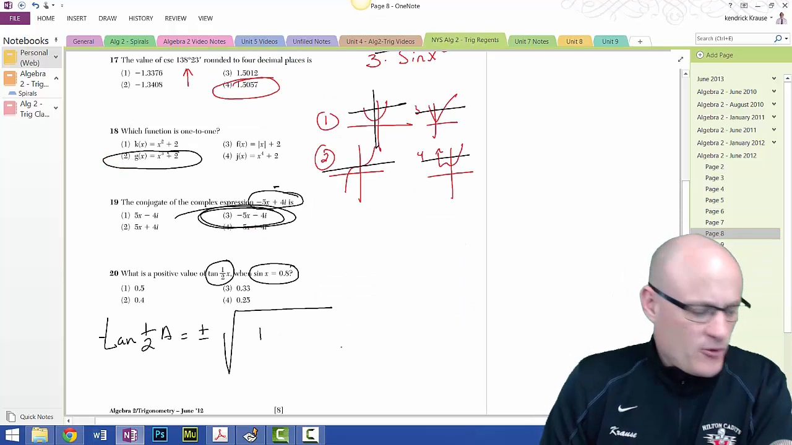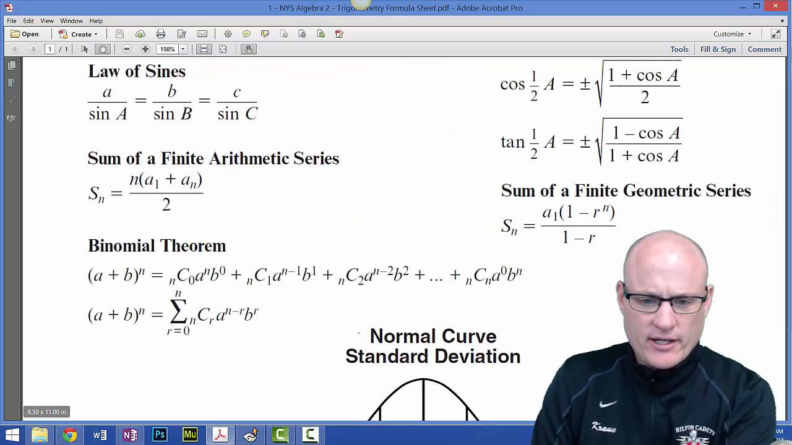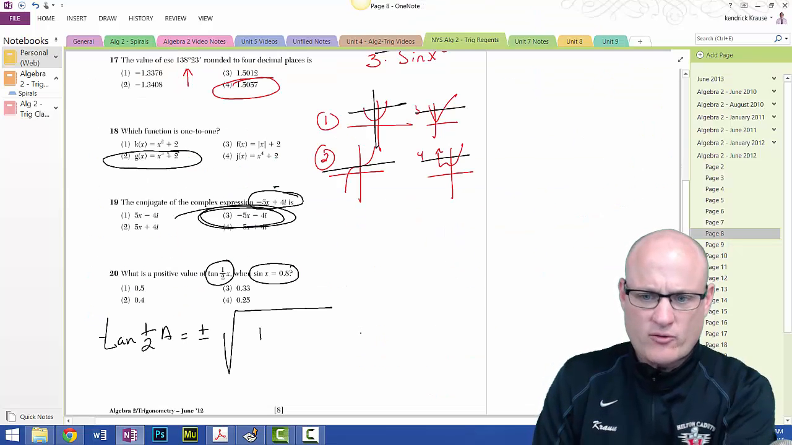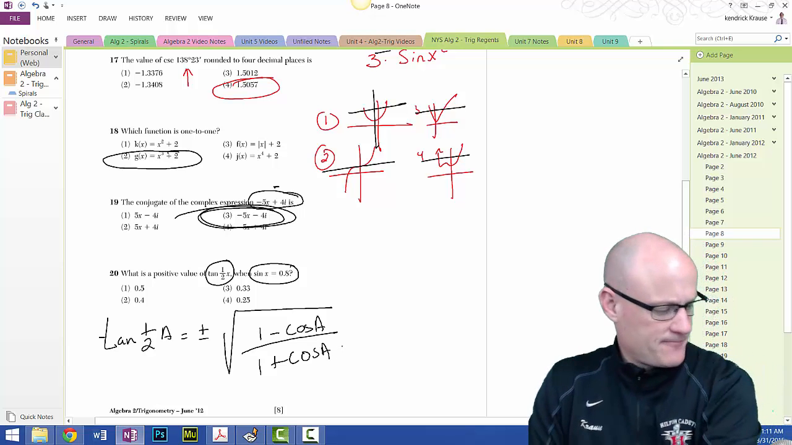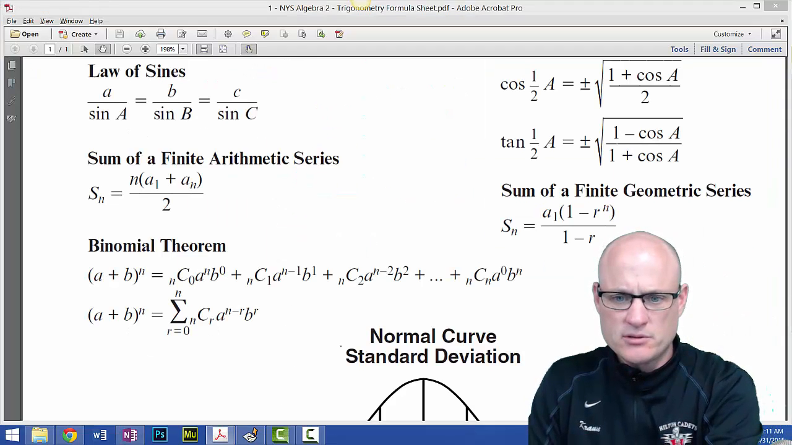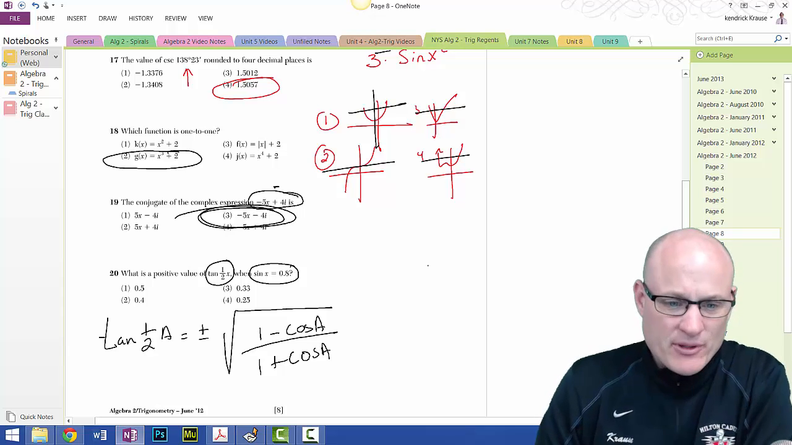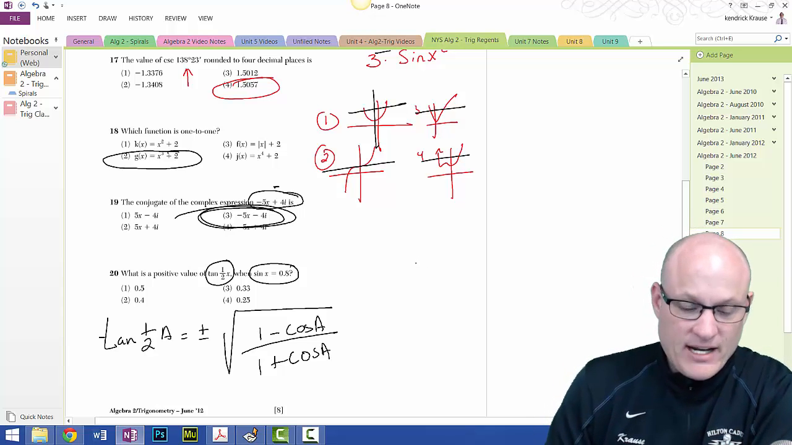Okay, so the formula is, I believe, let's go back and look at it, 1 minus cosine over 1 plus cosine. So 1 minus cosine A, or whatever, over 1 plus cosine A. Let me just make sure I have that right. Yep. Okay, so the problem with it is they didn't really tell us much.